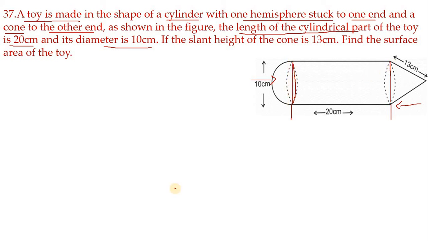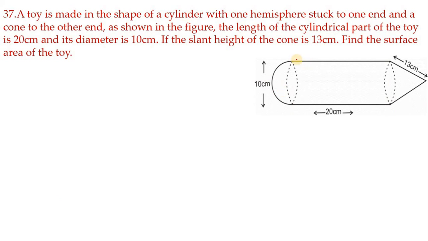Children, a very important thing to understand here is that the diameter of the cylinder is the diameter of the hemisphere, and the diameter of the cylinder is also the diameter of the cone. So the diameter for all three objects is the same. When the diameter is the same, the radius will also be the same for all three objects. That is a very important thing to understand. So the diameter is 10 centimeter and the slant height of the cone is 13 centimeter. This is the slant height, and that is 13 centimeter.